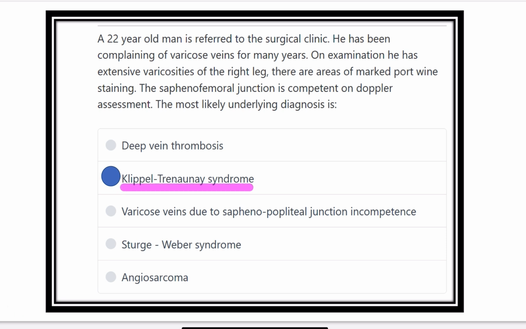Why Klippel-Trenaunay syndrome? Because first of all, there is a varicose vein, but it is not the most important. The most important is the port wine stain. And the third is that the saphenofemoral junction is competent. That means there is no incompetency. So our answer is Klippel-Trenaunay syndrome.